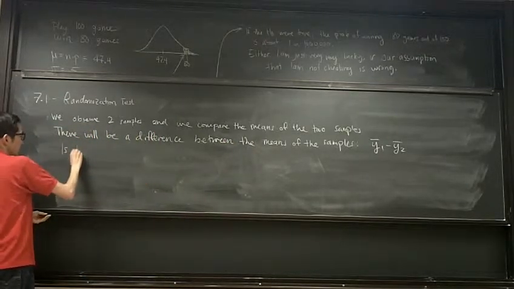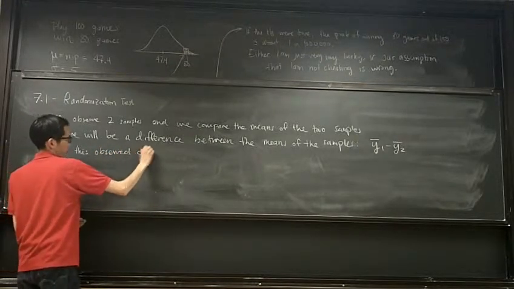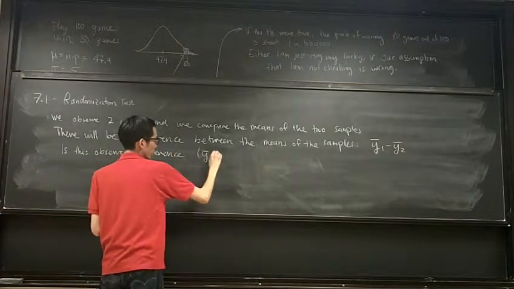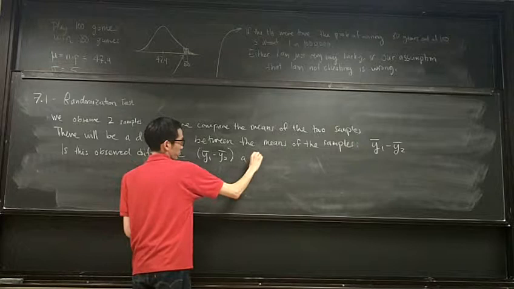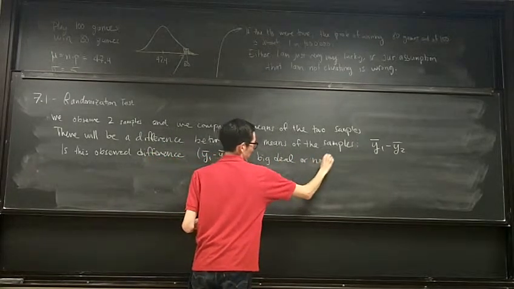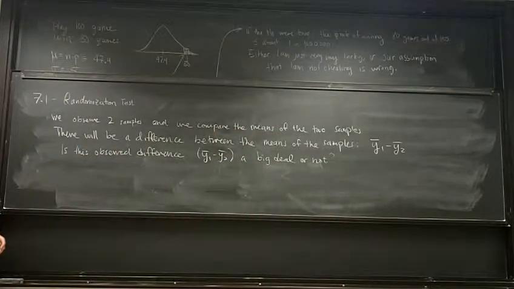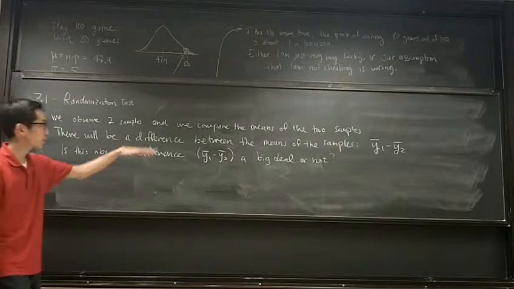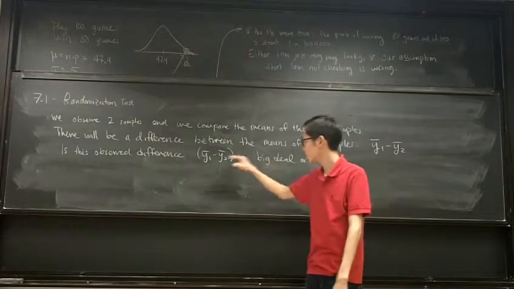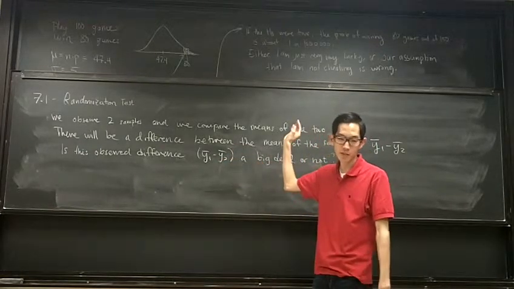Basically, is this observed difference... So when we do the t-test, we're going to just ask, what's the probability of observing a difference like this, or something more extreme, if the null hypothesis is true?